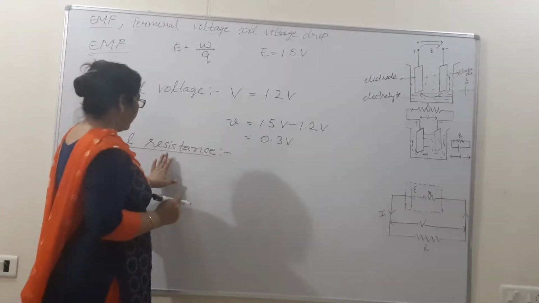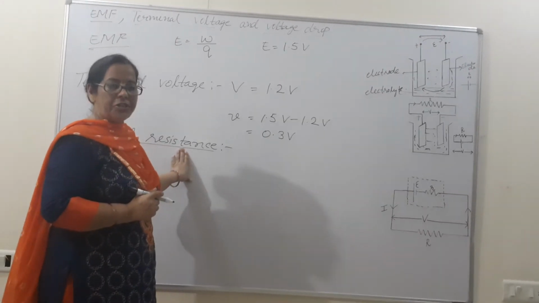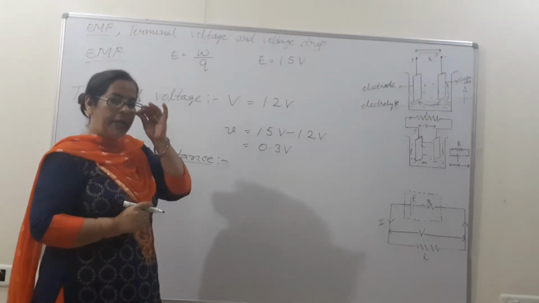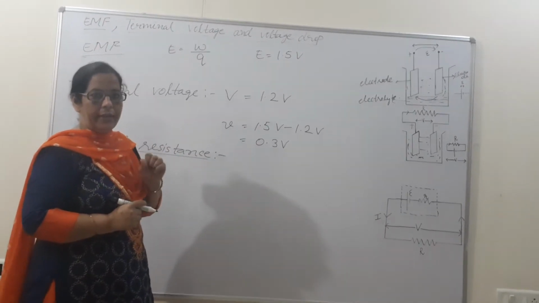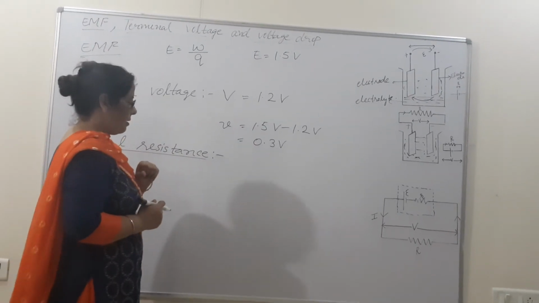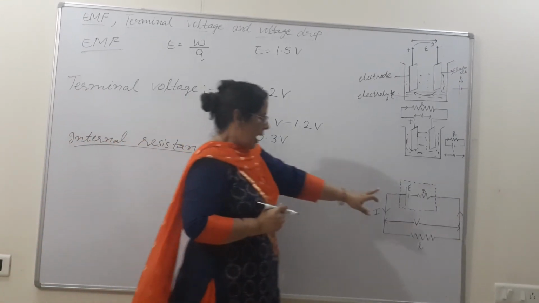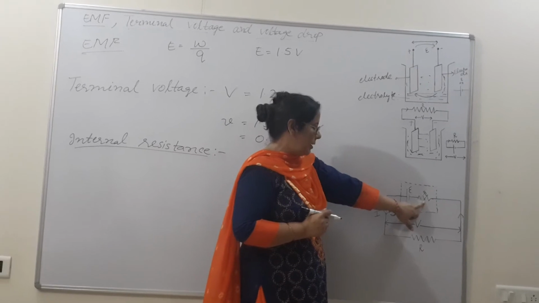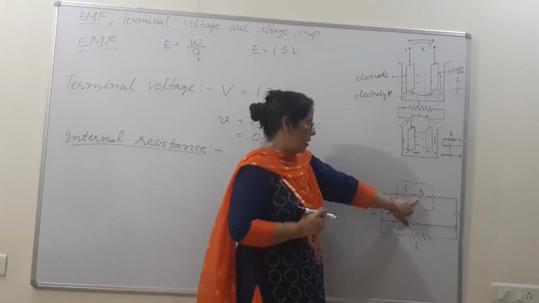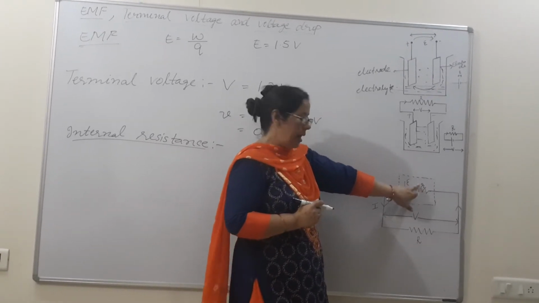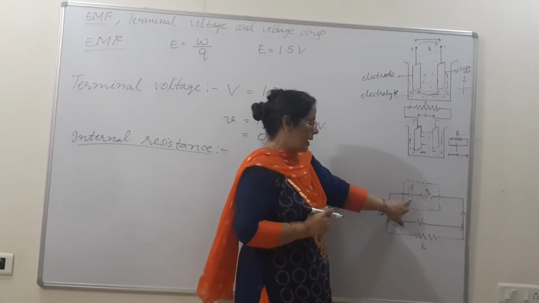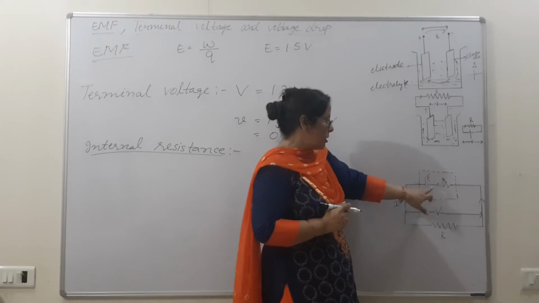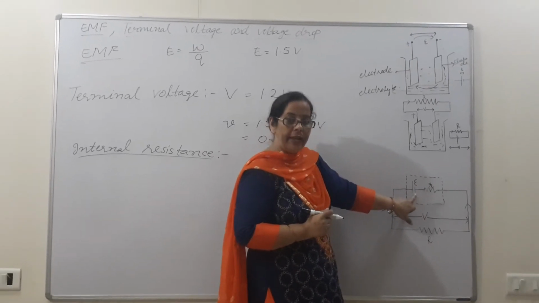The internal resistance, again, is the obstruction offered by the electrolyte of the cell. That is called its internal resistance. Internal resistance is symbolized by small r, and it is always connected with the cell, because this small r will be associated with the cell.